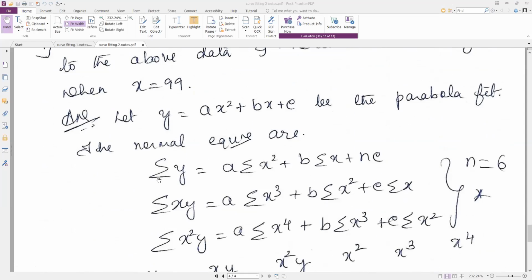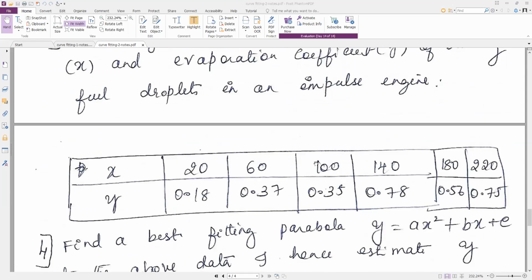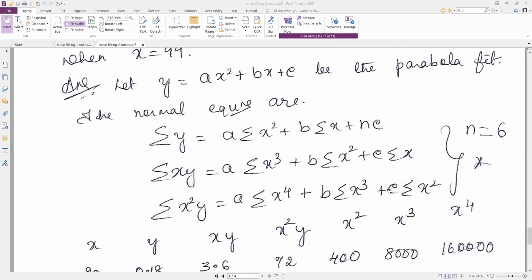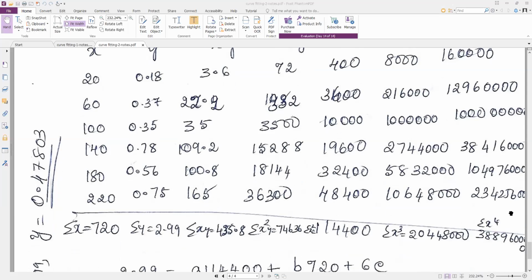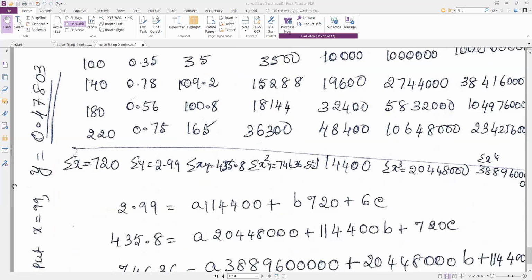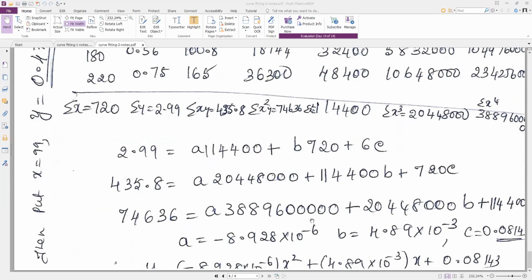So as usual, write the normal equations. Here n is how many values they have given? 6 values. Write the normal equations. Then form the columns. See here the numbers are a little big, so you do it very carefully. Then add the columns, and you will get three equations. Then use your calculator equation mode. Calculate the unknowns a, b, c. You will get a value, b value, c value.